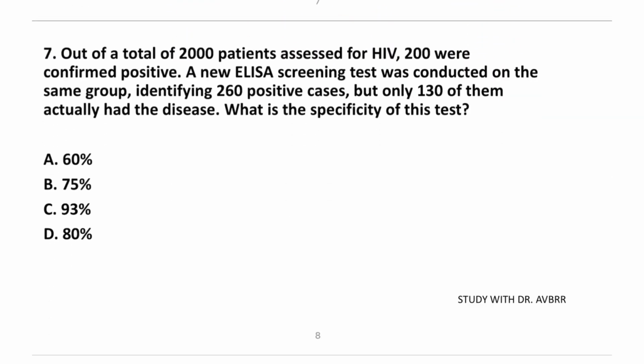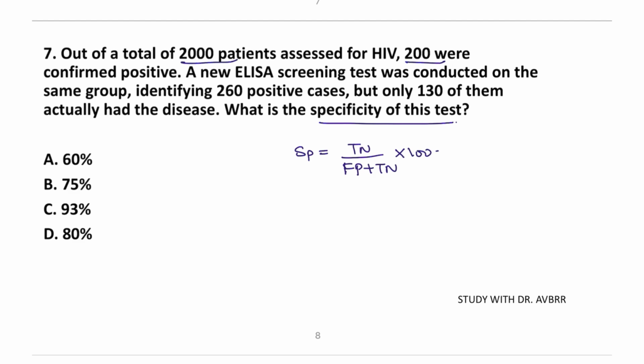Next, moving on to the specificity. Specificity is about the negativity, right? How much the patients are negative. So the specificity formula is true negative by false positive plus true negative, into 100. So let's see the question.